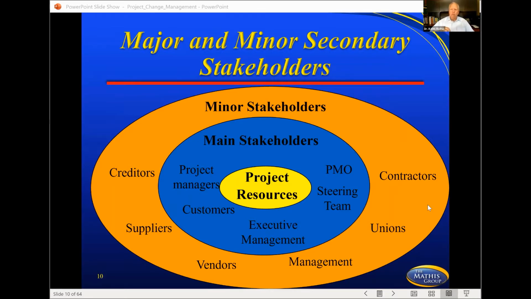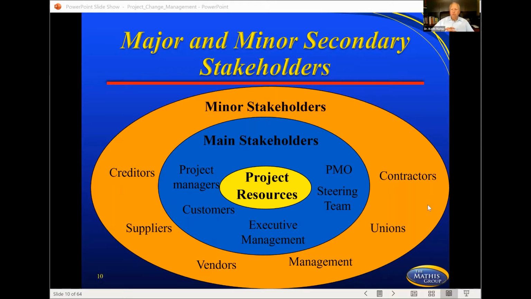But sometimes what we forget about is some of the minor stakeholders that can have a very powerful impact. You've got contractors, might be in a union situation, management, vendor, supplier, creditors. All of these minor stakeholders can have a powerful impact on what's going on. And we're seeing this even as we go through the whole situation here with the virus. You see some of these minor stakeholders that are actually influencing how things are going to be carried out because it just takes time to be able to get some of these things going.